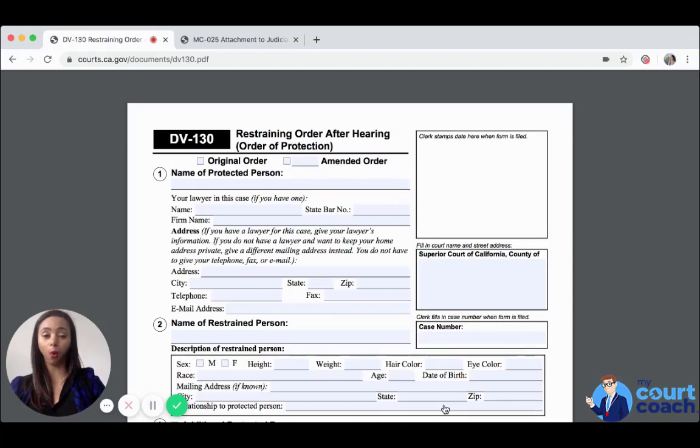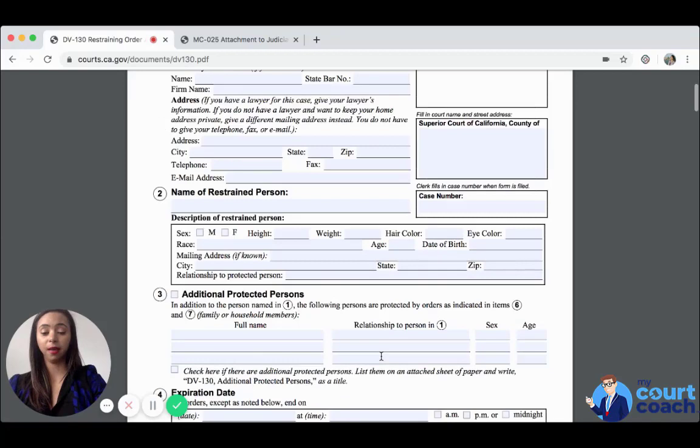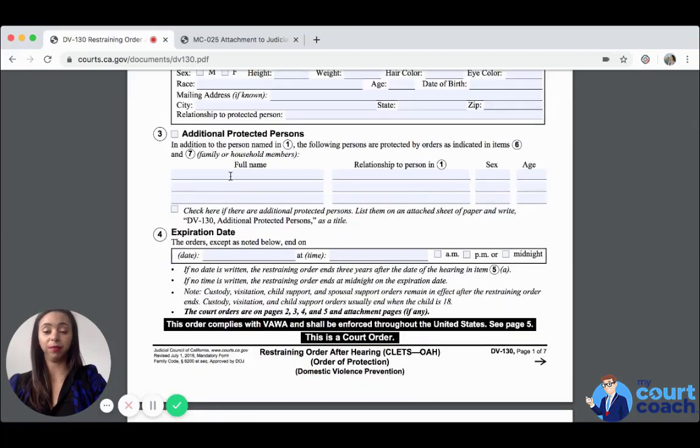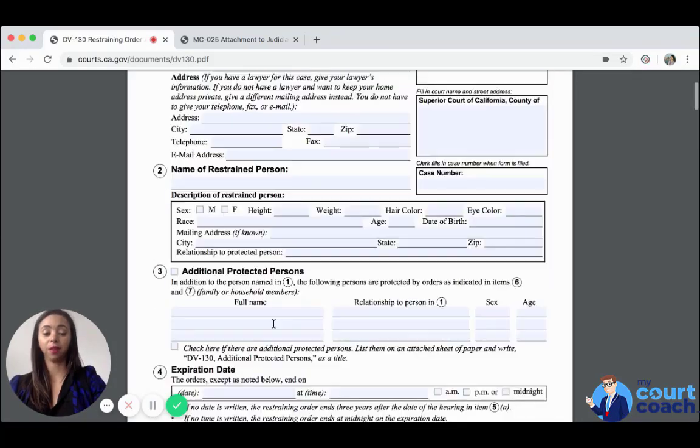So it's not required, but it's best practice to go ahead and have that completed as soon as you go to your modification hearing, because all you have to do is just hand over to the court the proposed restraining order after hearing. All of this has to be completed, but the sections that could be blank are 3 on down.